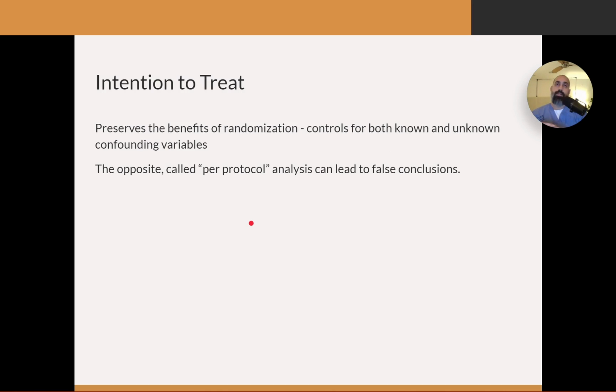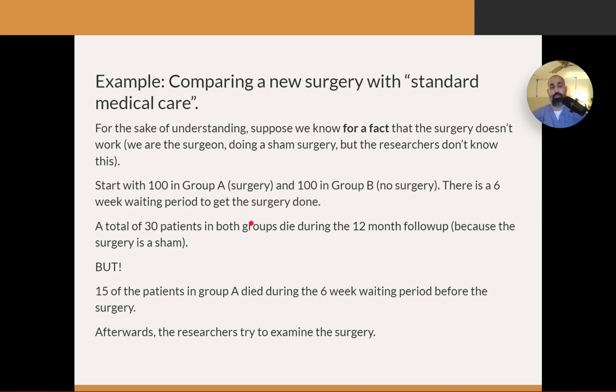So, intention to treat. The issue here is that once you've randomized people, you don't want to de-randomize them, right? Randomization controls for both known and unknown confounders, and the opposite of intention to treat is called per protocol, and that can lead to false conclusions, and I'll show you how. So suppose there's a new surgery, and we're comparing that surgery with standard medical care. And suppose we know for a fact from the beginning that the surgery doesn't work. I'm doing a sham surgery, I'm the surgeon doing it, the researchers don't know this.